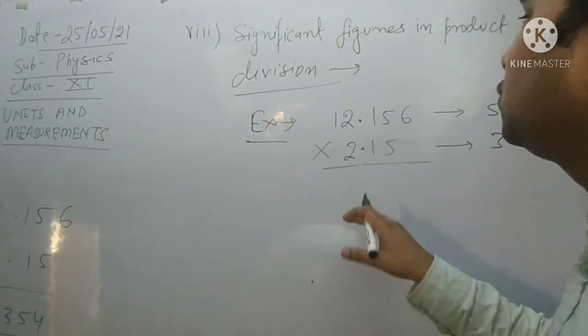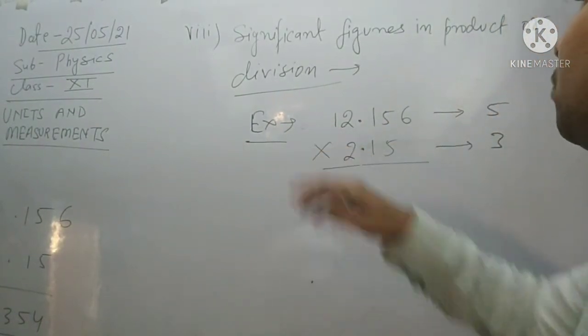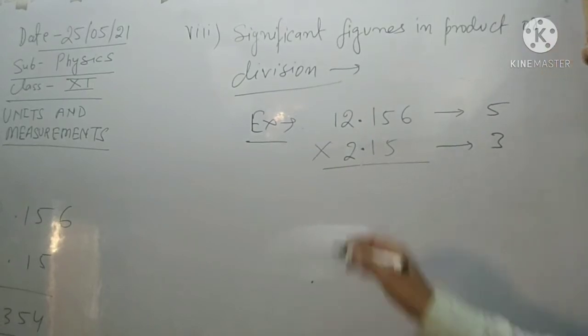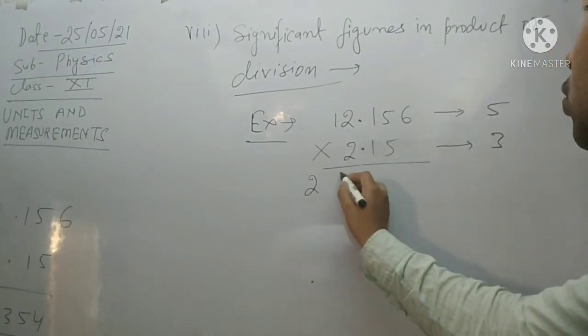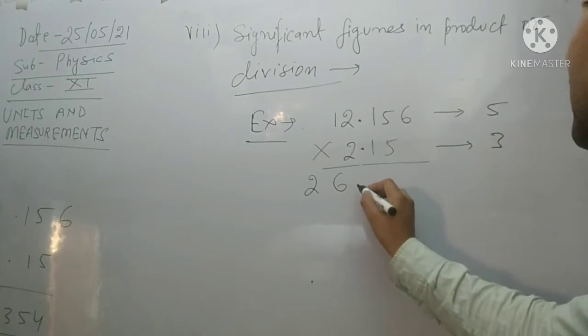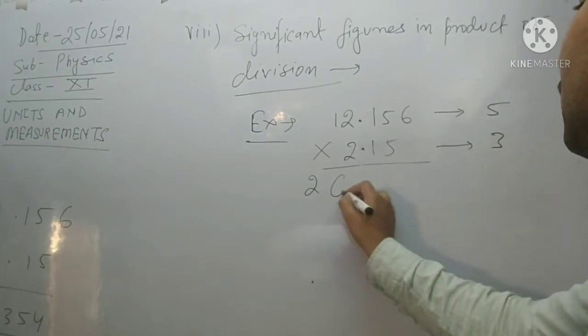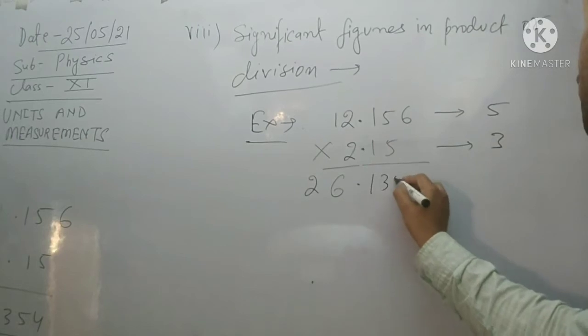Now the product of these two: when you multiply 12.156 with 2.15, your answer is, I think, 26.1354.